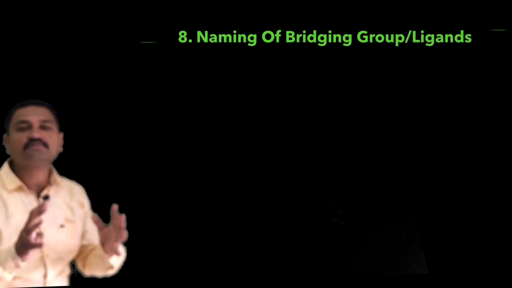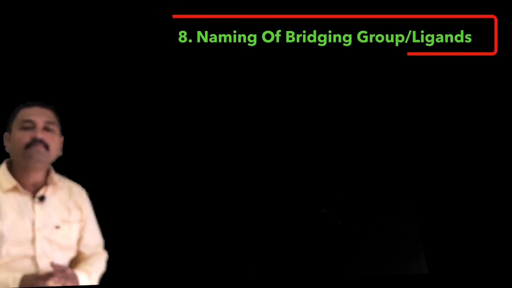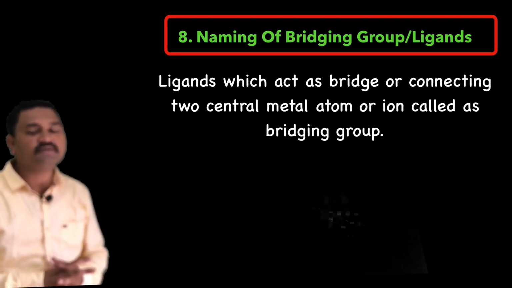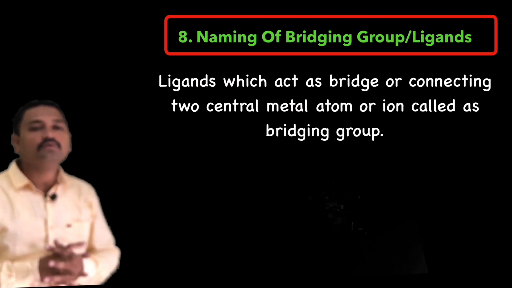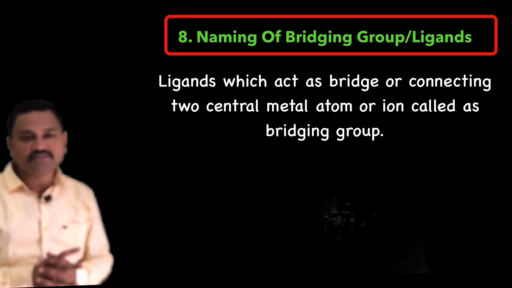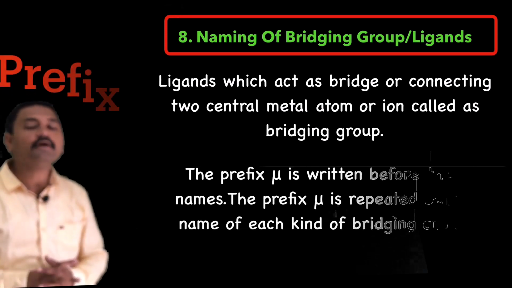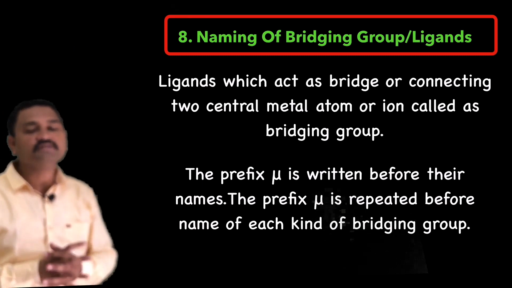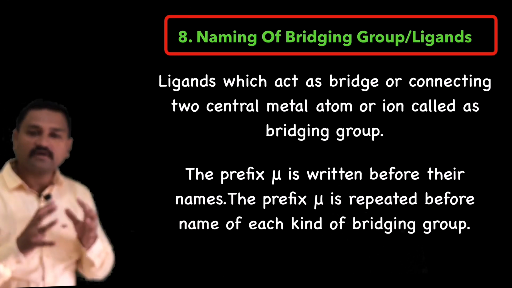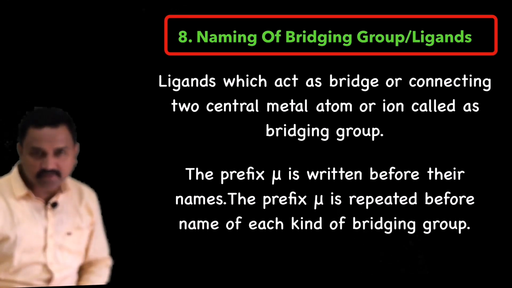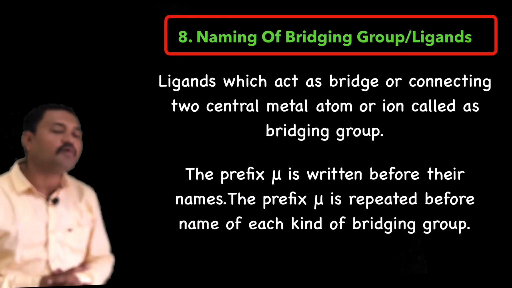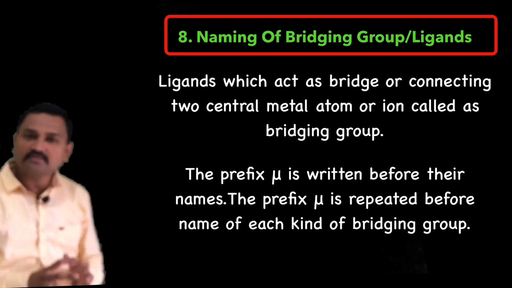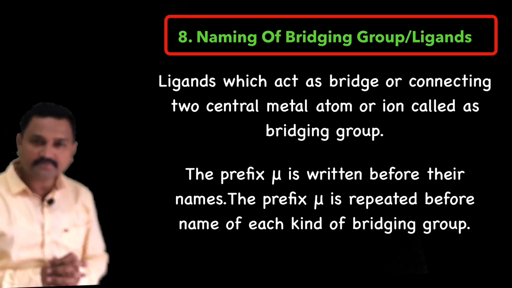Number 8, that is the naming of bridging ligands. Ligands which act as a bridge, or which connect two central metal atoms or ions, are known as bridging groups or bridging ligands. The Greek letter mu is written before the name of these bridging ligands. The Greek prefix mu is repeated before the name of each kind of bridging ligand. Now let us consider the examples regarding this rule number 8.